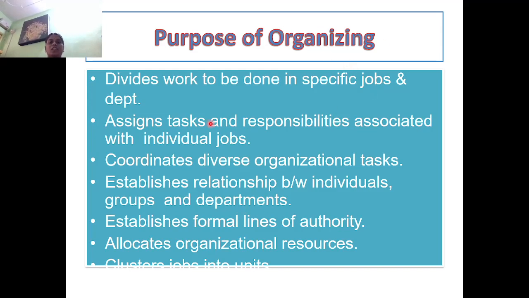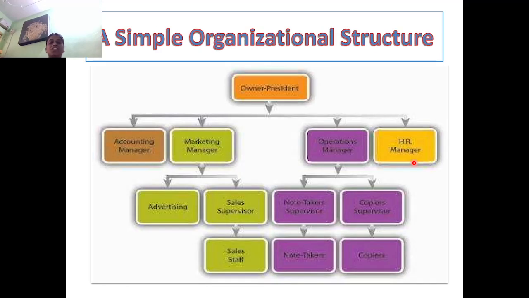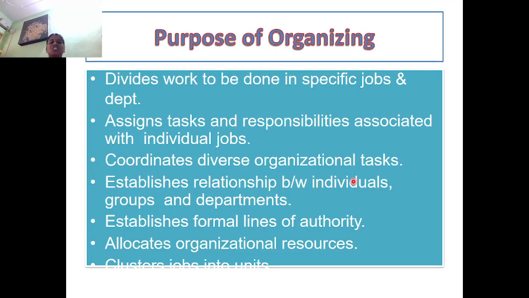Next, purpose of organizing. The work can be divided into specific jobs in each department. It assigns the tasks and responsibilities associated with individual jobs. It coordinates diverse organizational tasks. It establishes the relationship between individuals, groups and departments, establishes the formal line of authority, and allocates organizational resources, clustering into units. So departments can be very, very small.